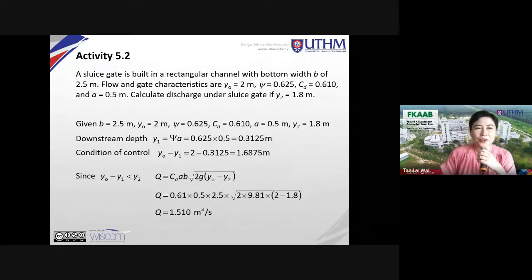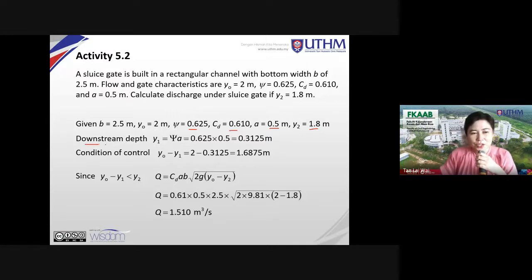The same thing for Activity 5.2. I'm just going to go through because it's almost a similar question. You are given the width of the channel, the depth behind the sluice gate, the depth correction factor, the discharge coefficient, the height of gate opening, and the downstream depth further downstream.